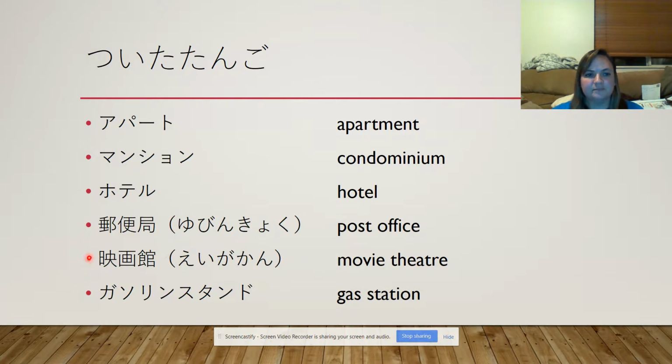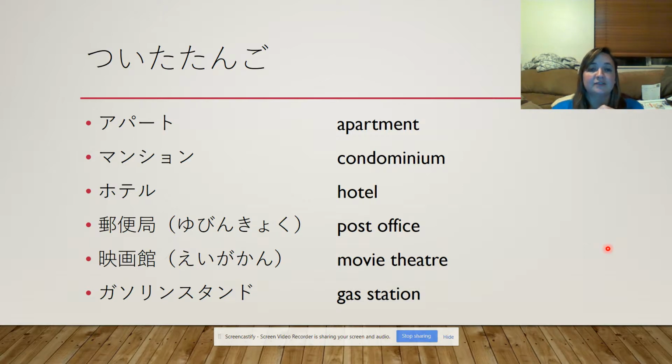次は、映画館. 映画館. We already know, of course, 映画 is our word for movie. 映画館 is a place for movies, right? Our movie theater. Okay. So 映画館です. じゃあ最後は、読めますか? Can you read this one? So we have ガソリンスタンド. ガソリンスタンド. Gasoline stand, right? Or in English, we just call it gas station. Okay. So those are your extra 単語.